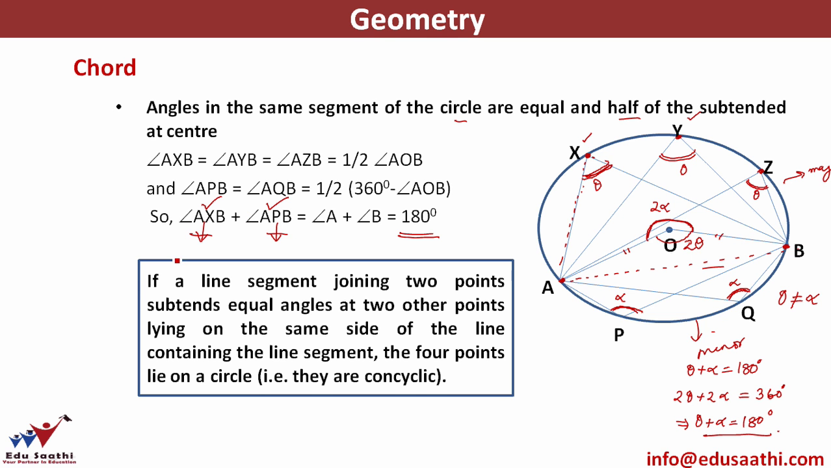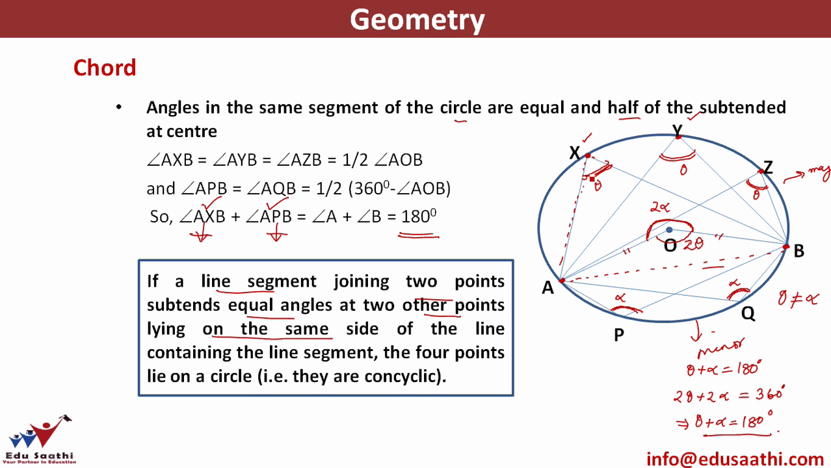So let's look at the property that I have. If a line segment joining 2 points subtends equal angles at the 2 other points lying on the same side of the line containing the line segment, the 4 points lie on the circle. That means the 4 points would be concyclic. So what I'm trying to say here is, if you have 2 points and a line segment which is basically the chord joining them, such as AB, it subtends equal angles at 2 points lying on the same side of the line.